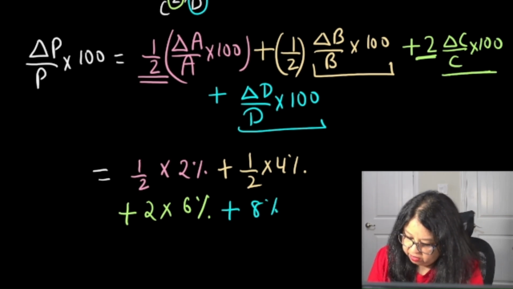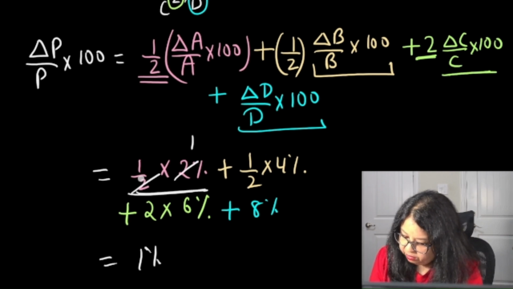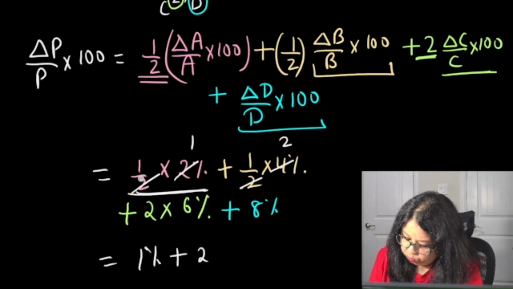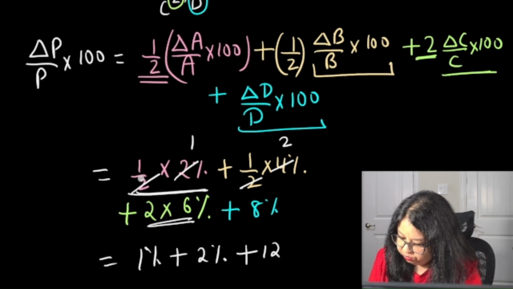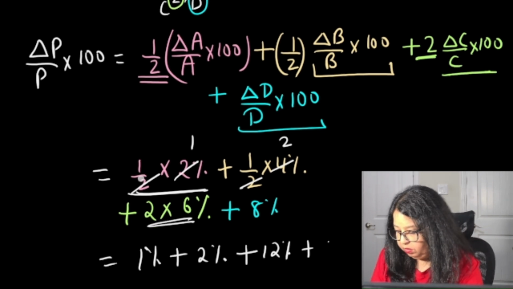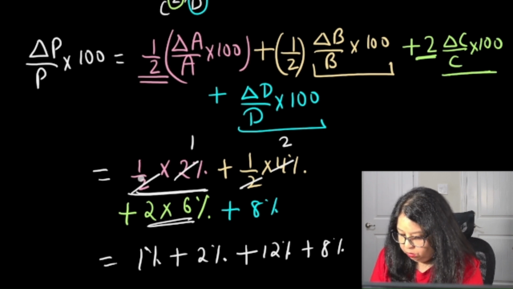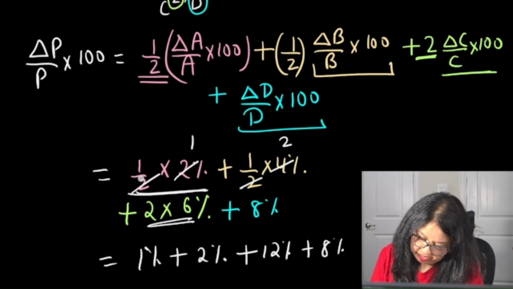So what does this give us? 2 goes into 2 once. This is 1% from here. 2 goes into 4 two times, plus 2%, plus 2 times 6 is 12%, plus 8%. This gives us 23%. This is the percentage error of P.